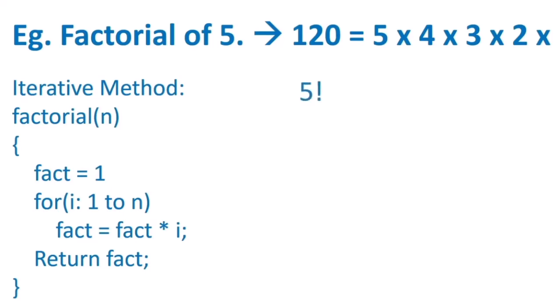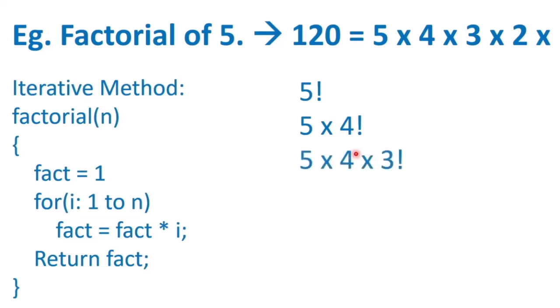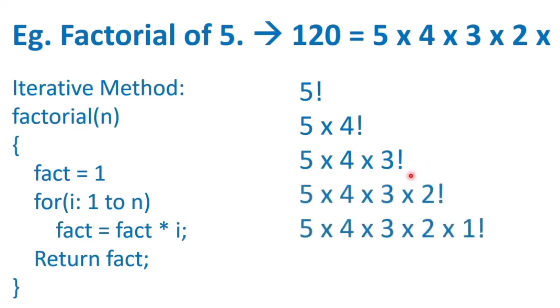Let's understand that we have to find the factorial of 5. Factorial of 5 can be written as 5 multiplied by factorial of 4. So we are basically wrapping this part over here and writing factorial of 4. Now factorial of 4 can be written as 4 multiplied by factorial of 3, and similarly for 3 and for 2. And we know that factorial of 1 is equal to 1. Now with the help of this, we will understand the recursive code.